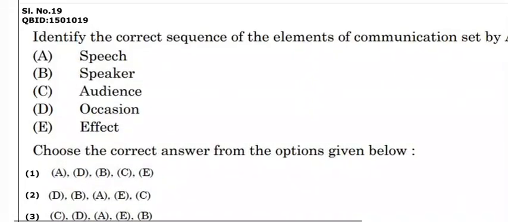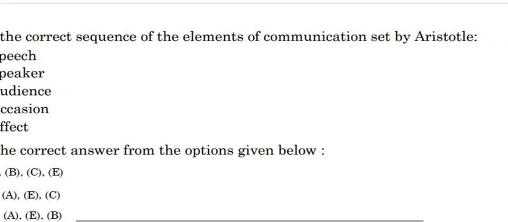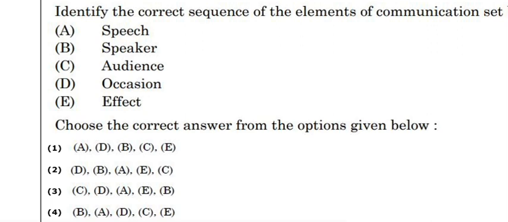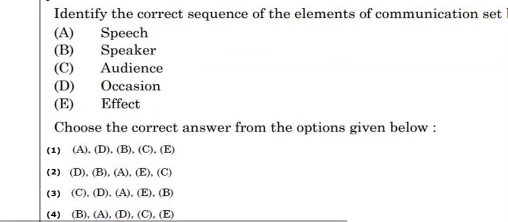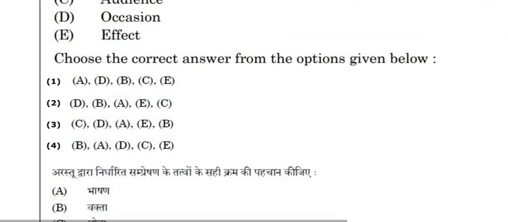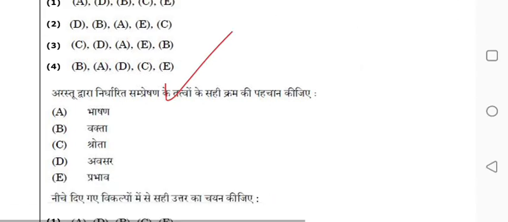Then next is identify the correct sequence of the elements of communication set by Aristotle. Speech, speaker, audience, occasion, effect. So these are the options for question number 19. The correct answer will be first B will come, then A, then D, then C, then E will come at last. B, A, D, C, E.